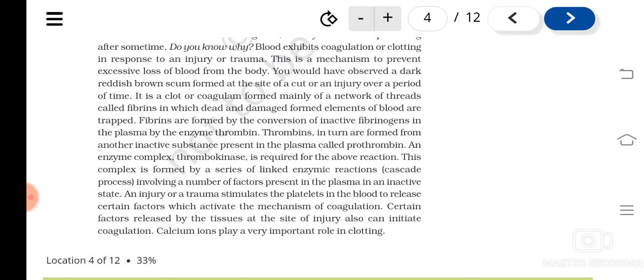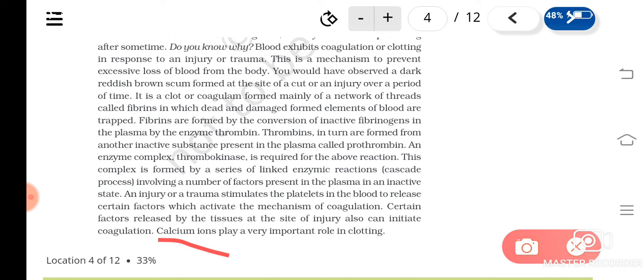Now these reactions are a cascade process, meaning one after the other a number of steps are involved. This process is helped by calcium ions. Calcium ions play an important role in clotting. So which mineral is needed for blood clotting?